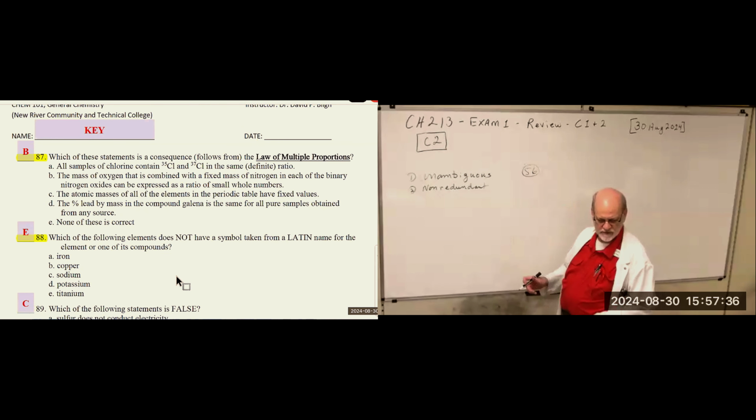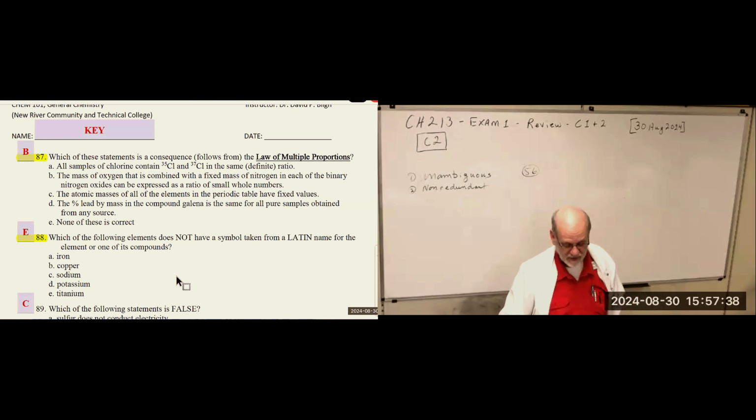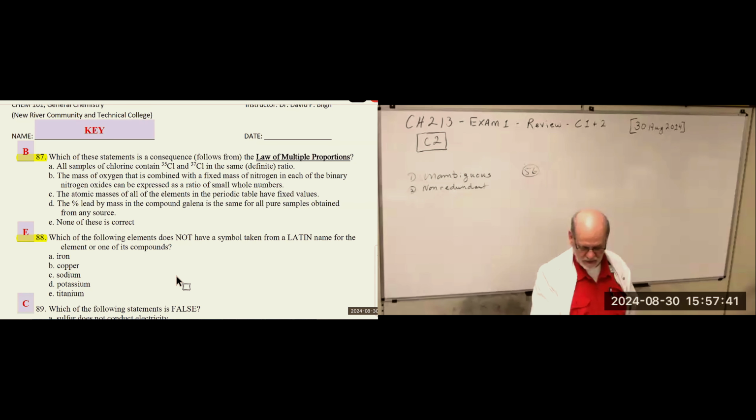87, multiple proportions. Okay, in multiple proportions, we went past that one. B, right? For nitrogen oxides, the ratio of the oxygen for each of the compounds is whole number multiples. That's multiple proportions, 87.